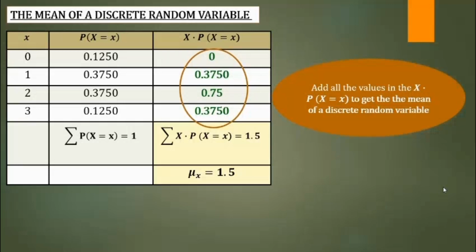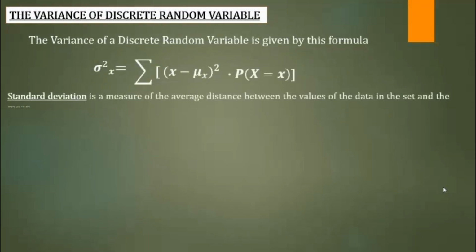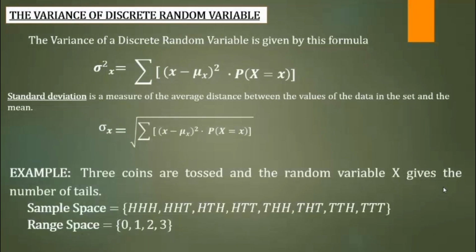So we are now at the variance of a discrete random variable. In order for us to solve for the variance, we'll be using this formula, wherein variance is equal to the summation of the squared difference between random variable x and the mean, multiplied by the probability of random variable x equals x. So again, we will still be using the previous example.